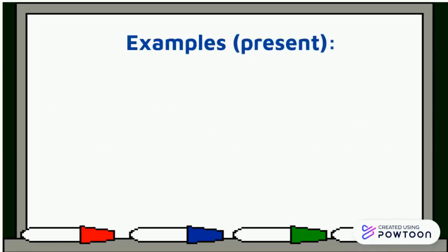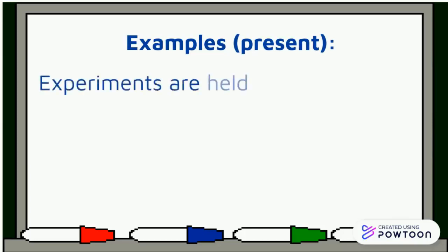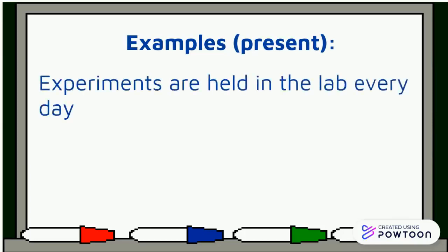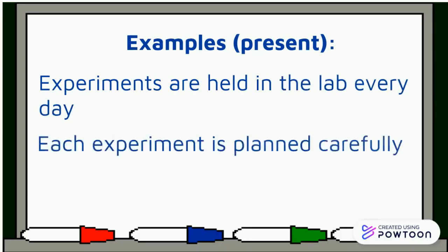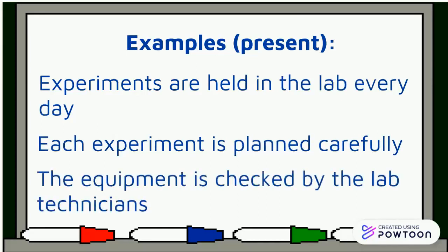Now let's look at some examples in the present tense. Experiments are held in the lab every day. Present simple passive for a routine. Each experiment is planned carefully. Routine. The equipment is checked by the lab technicians. Present simple passive for a routine.